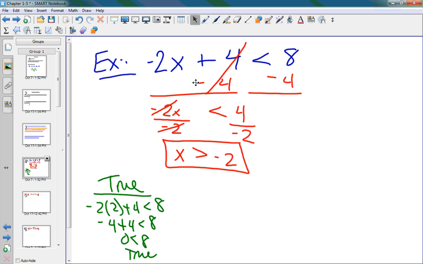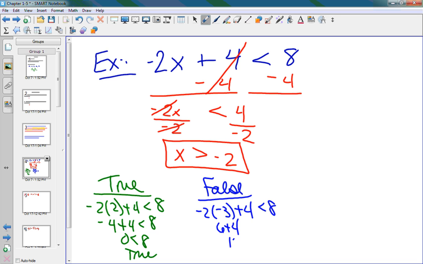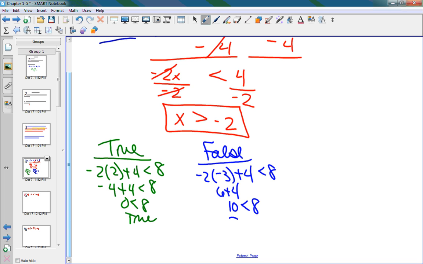Now, what would have happened if I would not have flipped my sign? I'm going to get a false statement. So let's choose values smaller than negative 2. So let's choose negative 3. So it's negative 2 times negative 3. That gives me a 6. 6 plus 4 is 10. Is 10 less than 8? No, 10 is not less than 8. This is a false statement. So if we would not have flipped our sign, what you would get is all the answers that make the statement false rather than all the answers that make the statement true. So make sure that you flip your sign.